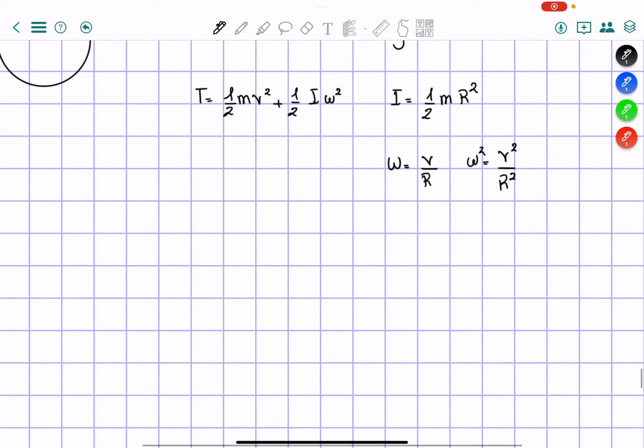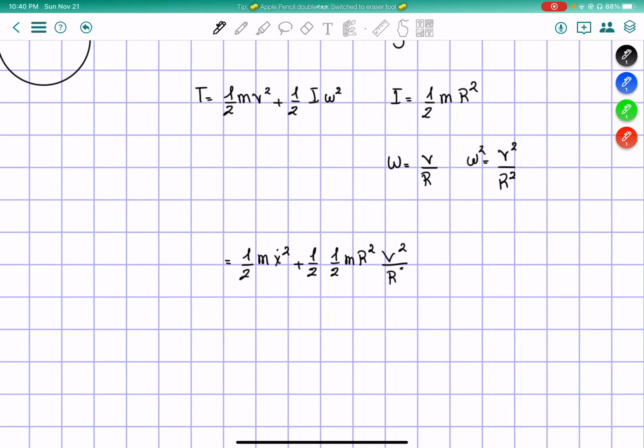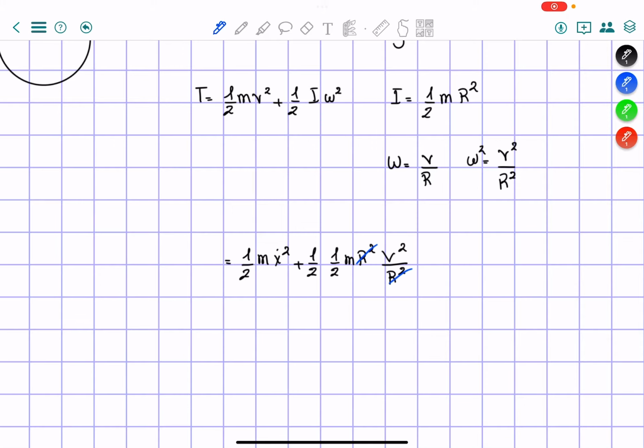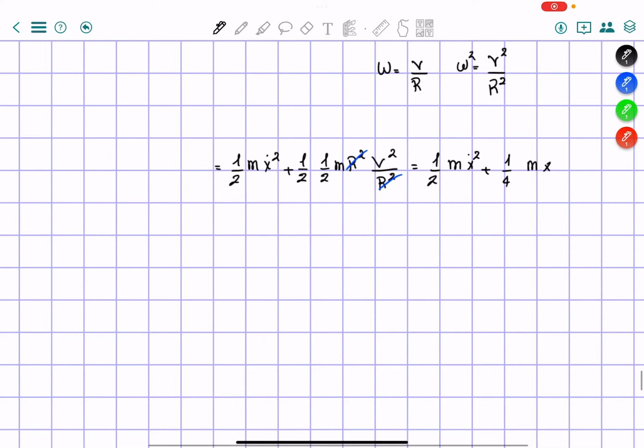So if we plug in everything in here, we're going to get our kinetic energy. The kinetic energy is equal to 1/2 m, and instead of v, I'm going to write x dot squared, plus 1/2, and now substituting everything. So I is equal to 1/2 mr squared, and then w squared is equal to v squared over r squared. As you can see, the r's cancel each other out, and out of this we obtain that T is equal to 1/2 mx dot squared plus 1/4 m, and instead of v squared, again, I'm going to write x dot squared.